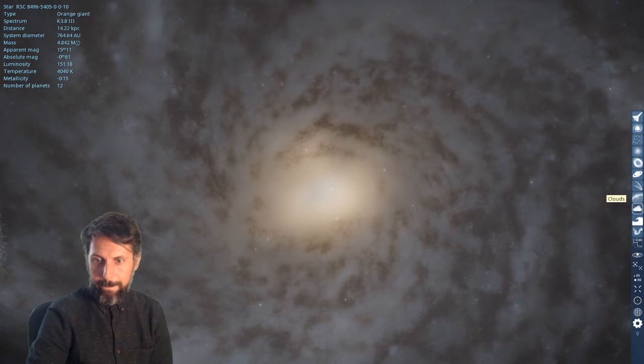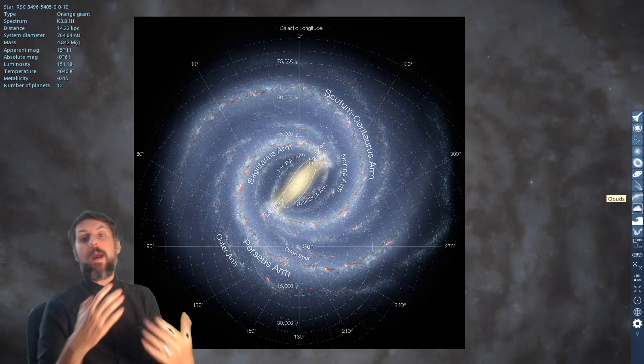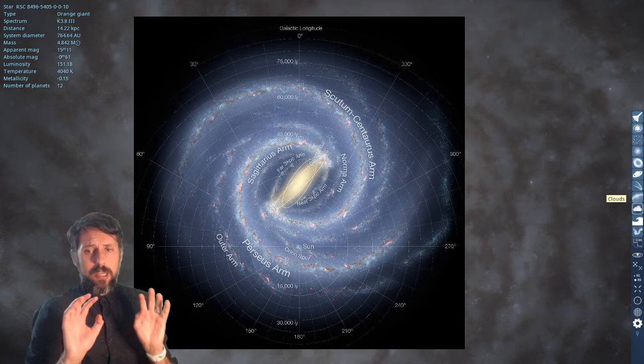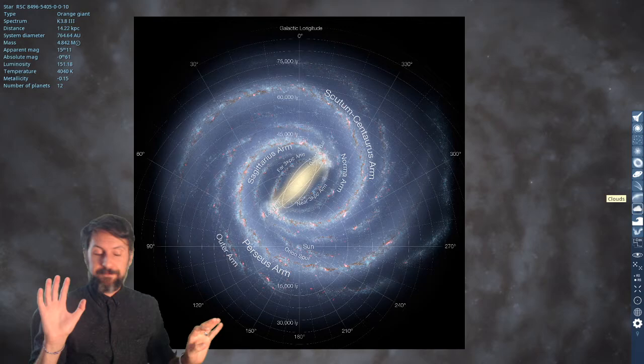We call this a bar. And many spiral galaxies have this bar across the center. The actual formation for this is like a crazy dynamical thing. But let's talk about how stars move in this galaxy. Stars move in this galaxy in a very specific way.